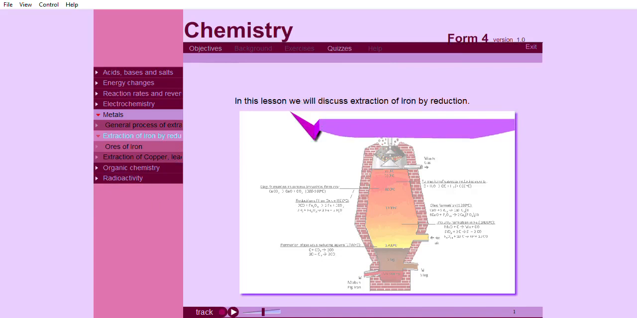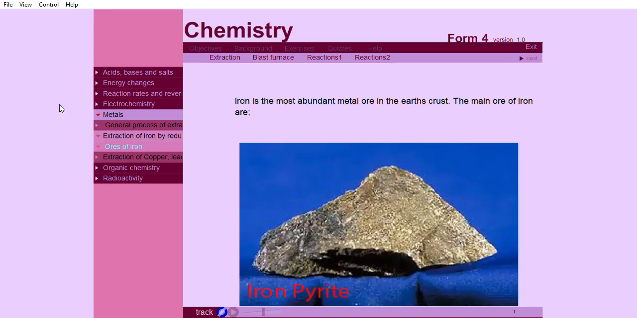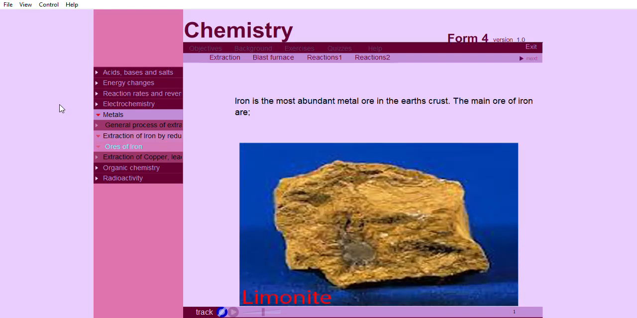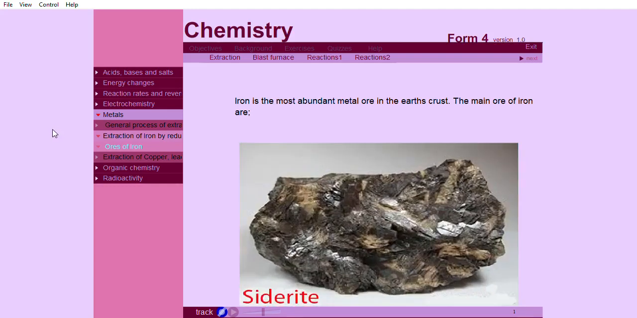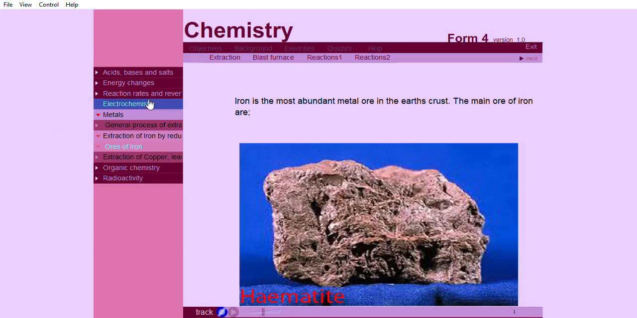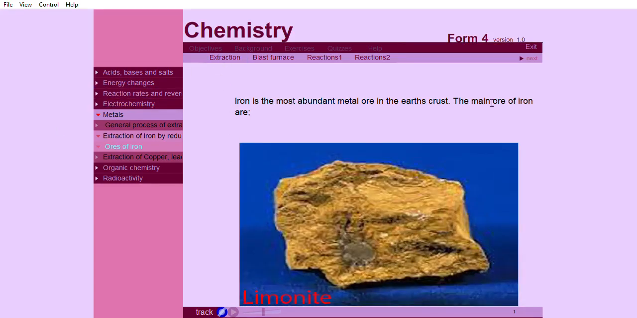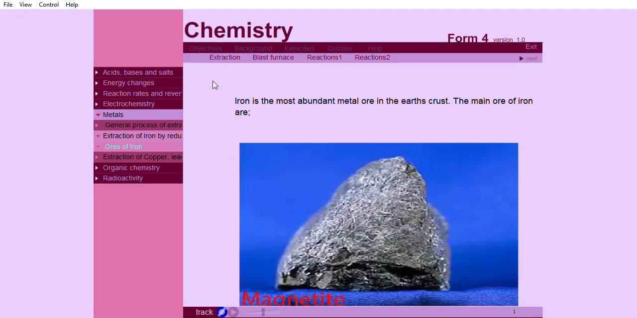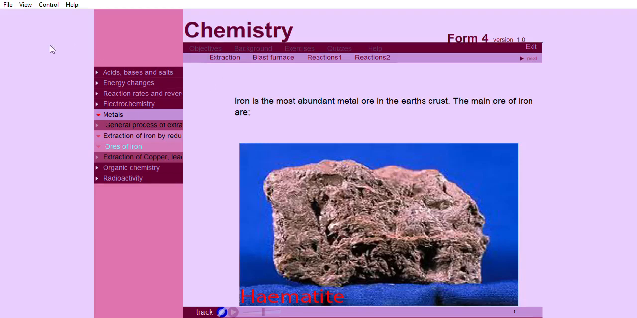In this lesson, we will discuss extraction of iron by reduction. Iron is the most abundant metal ore in the Earth's crust. The main ores of iron are hematite, magnetite, limonite, siderite, and iron pyrite. All these ores, with the exception of pyrite, are used in extraction of iron. Iron pyrite is used in manufacture of sulfuric acid because sulfur impurities affect the properties of steel.